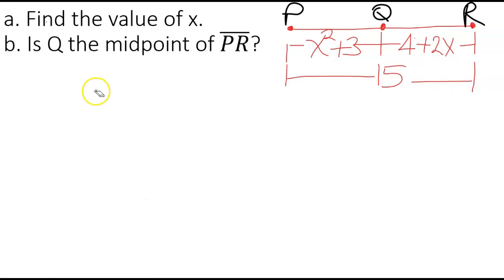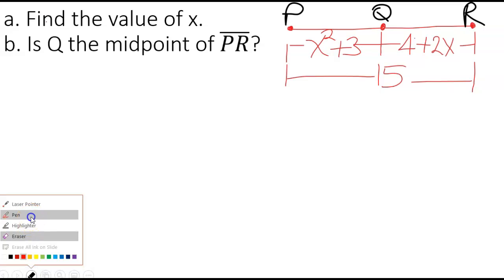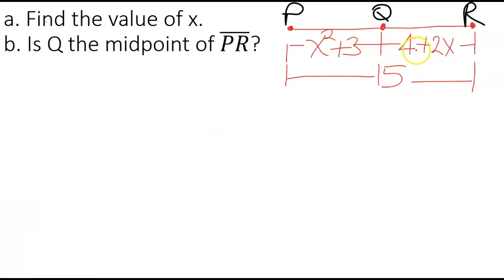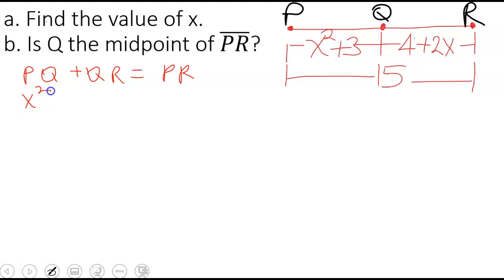Find the value of x, Q is the midpoint of PR. So we do the same thing for segments. We are given expressions to represent those segments. So by segment addition postulate, we know PQ plus QR equals PR. So x squared plus 3 plus 4 plus 2x equals 15, because the whole length PR is 15.